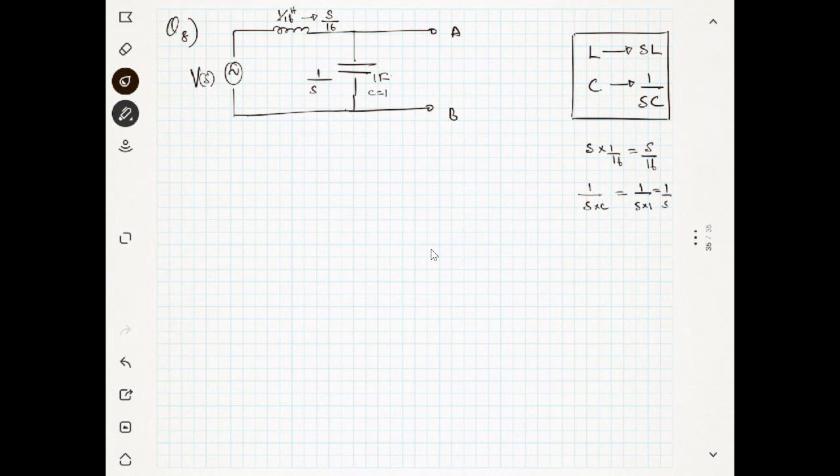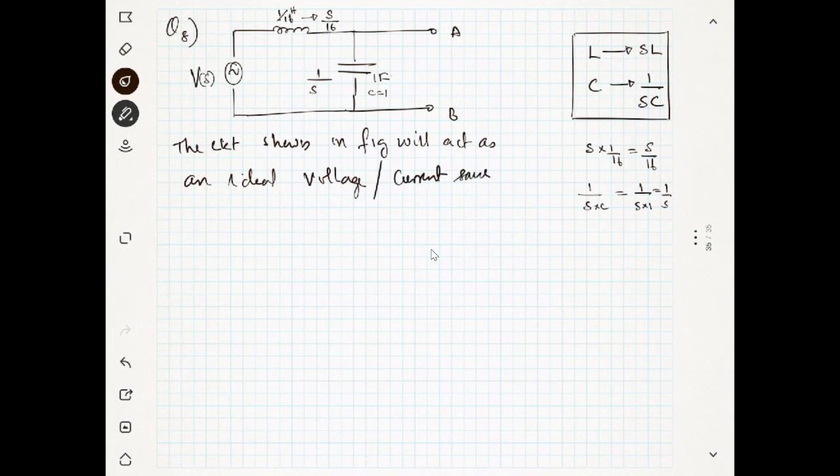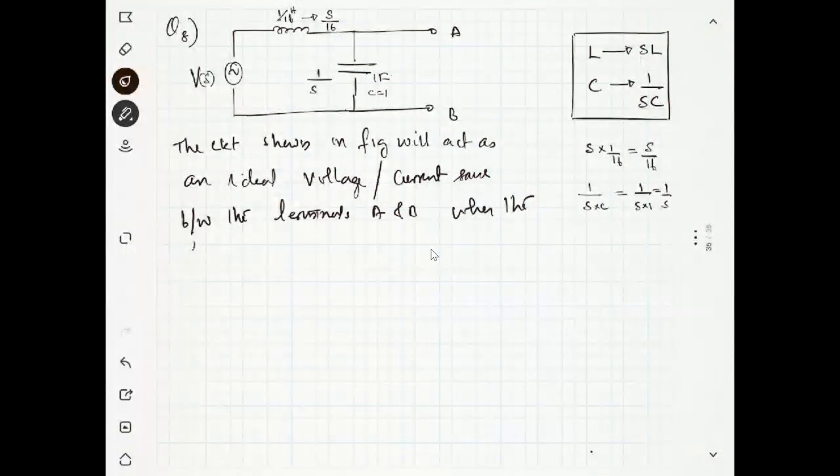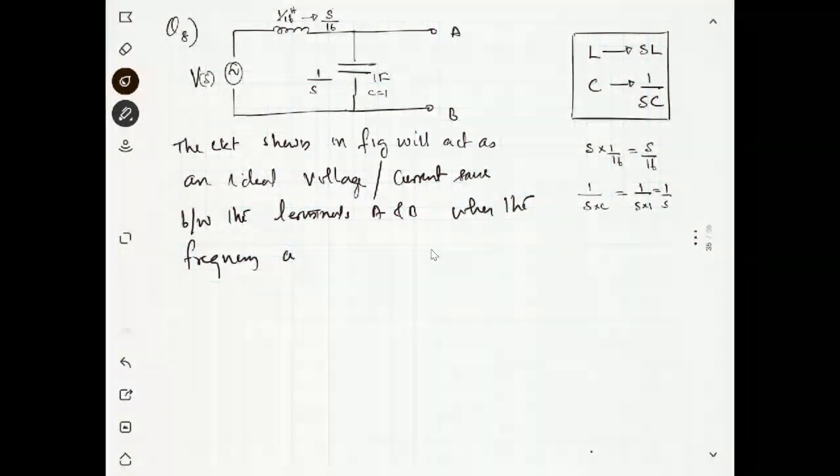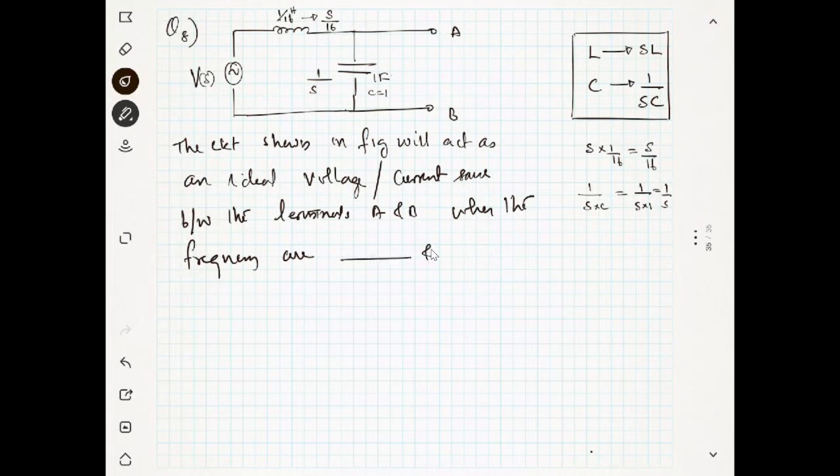Now the question is: the circuit shown in figure will act as an ideal voltage or current source between the terminals A and B when the frequency is dash, and dash, or dash.